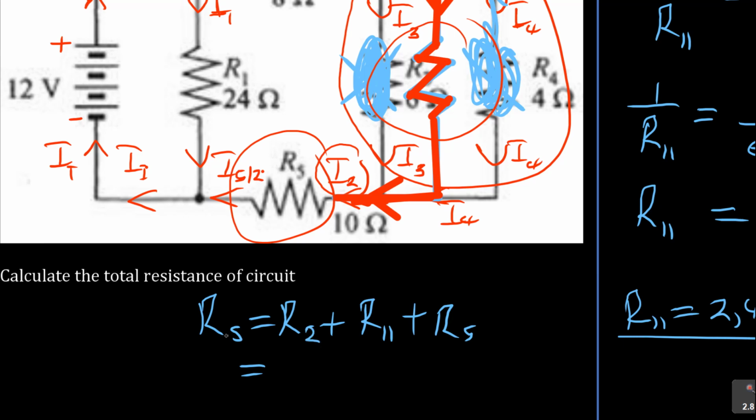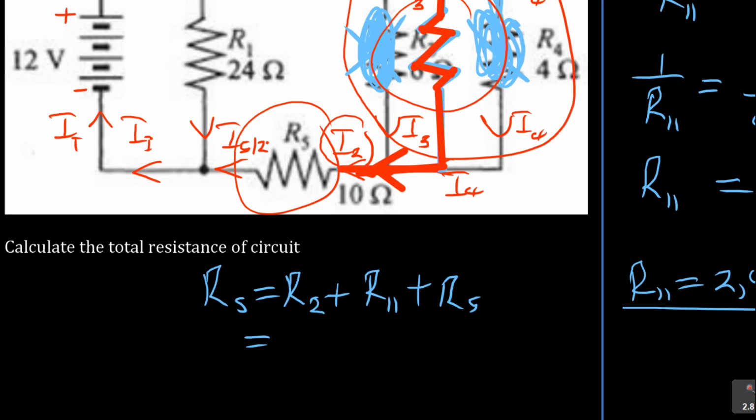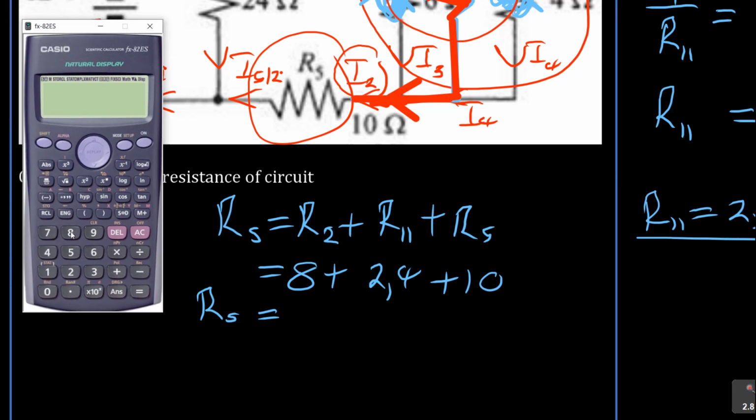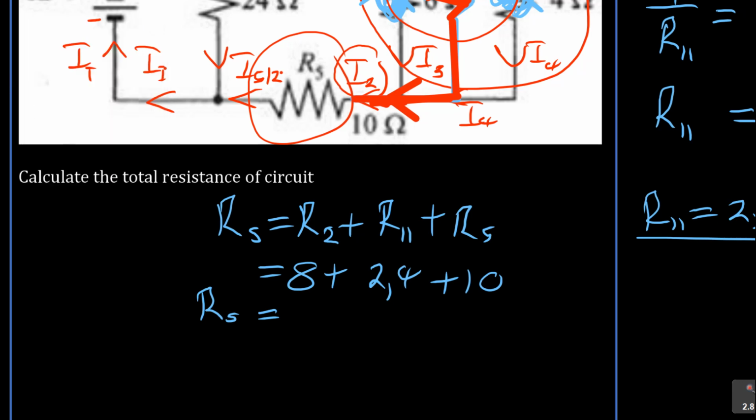So what is R2? R2 is 8 ohms. So this is 8 plus 2,4 plus R5. What is R5 plus 10? What does it give me? This is RS for series. Alright, so when you add that, I think it must give me 8 plus 2,4 plus 10. So what? 20,4. So I've got 20,4 ohms. So far so good. Then we continue. We're not done.